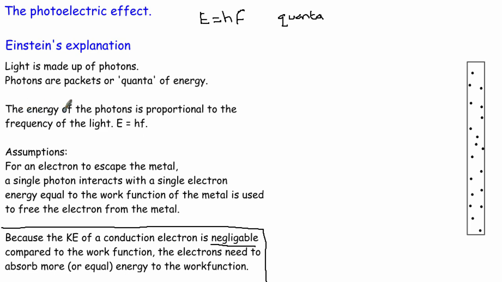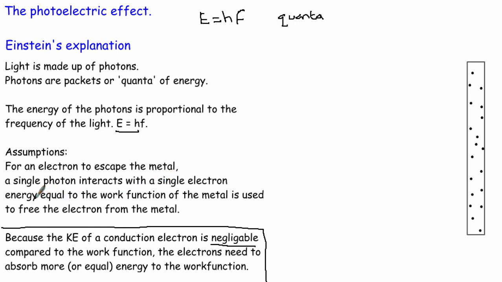And he took Planck's idea that the energy of the photons is proportional to the frequency of the light. So that equation here that we've just written down. And what he said is, okay, if I'm going to treat these quanta as particles, then what must happen is a single photon interacts with a single electron. I can't have one photon coming in and interacting with, say, this electron and this electron. So you have one photon interacting with one electron.